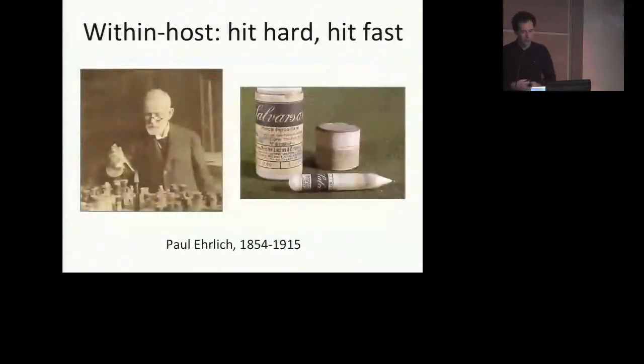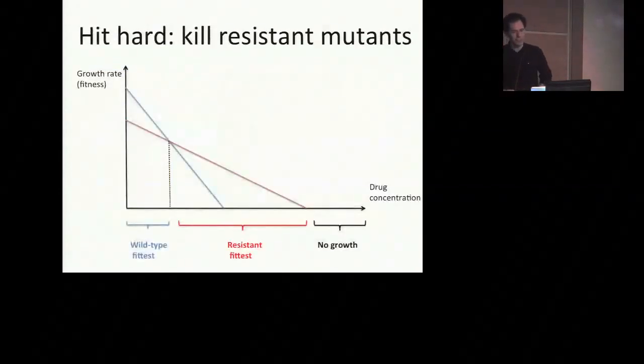And of course, the early pioneers of the field, so Paul Ehrlich, who developed this drug for syphilis, Salvarsan, among other things, held that once we're within hosts, we need to hit hard and we need to hit fast. So large doses and as quickly as possible after infection. In particular, there's this idea of hitting hard and killing resistant mutants.